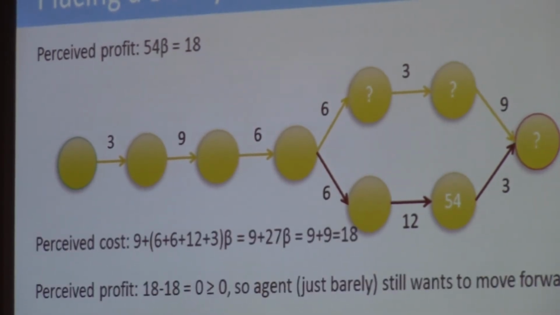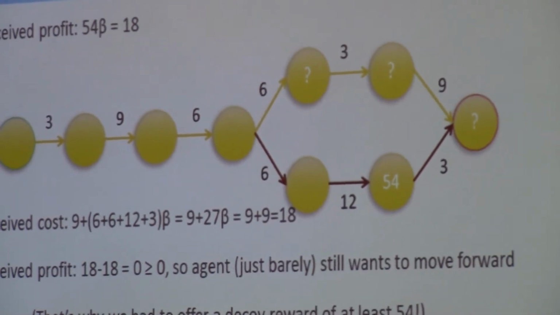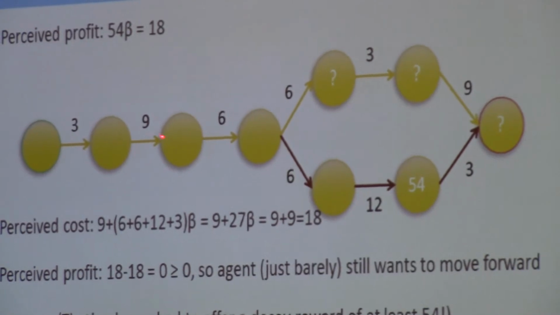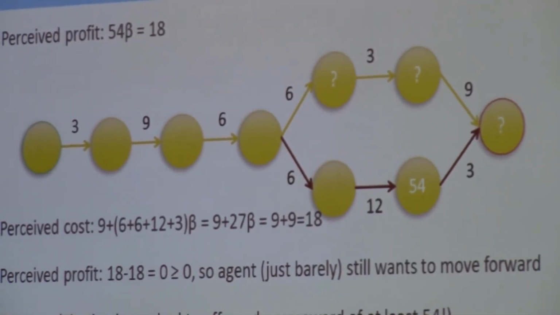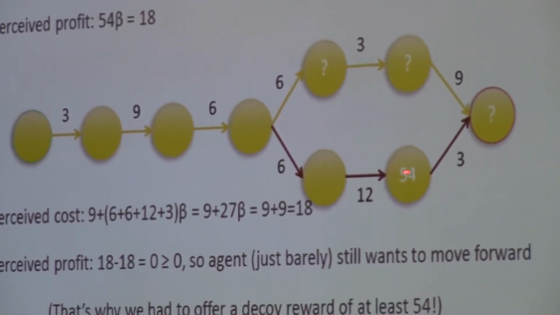At the next node, you perceive the cost as 9 in the present, and 6, 6, 12, 3 all in the future. Now you perceive the cost as 18. This is in fact higher than you perceived it before. Even though you have fewer steps to take, you perceive it as higher cost because now you're no longer discounting. It's a comparatively big cost. This leads to this potential time inconsistency problem. But that's how I knew I had to put a reward of 54.